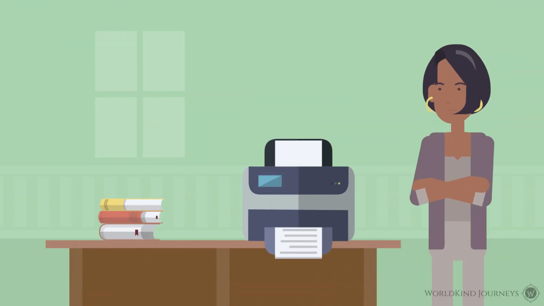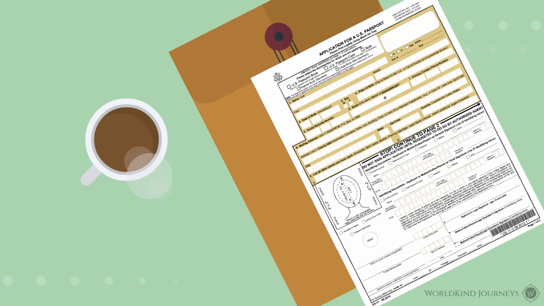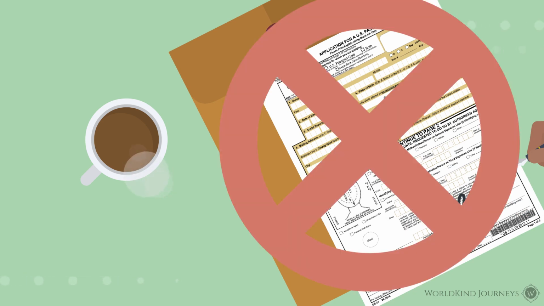Once you've completed the form, print it off. Now you're ready to move on to step 2. Just remember not to sign the application until instructed to do so by the acceptance agent. That comes later in step 5.